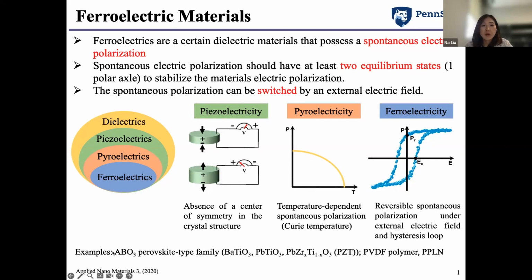A few examples of ferroelectrics can be given here. There are ABO3 perovskite materials such as barium titanium oxide, lead titanium oxide, or lead zirconate titanium oxide, which is very famous and can be abbreviated as PZT. And also the polymer-based ferroelectric material is PVDF. And in the single crystal family, lithium niobate is quite famous.